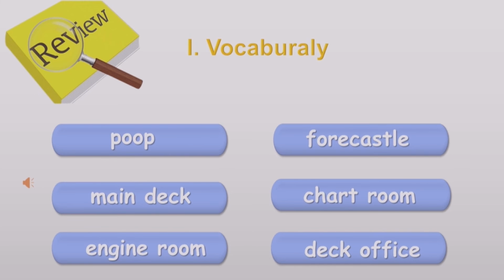Main deck. Forecastle. Forecastle. Main deck. Main deck. Chart room. Chart room. Engine room. Engine room. Deck office. Deck office.